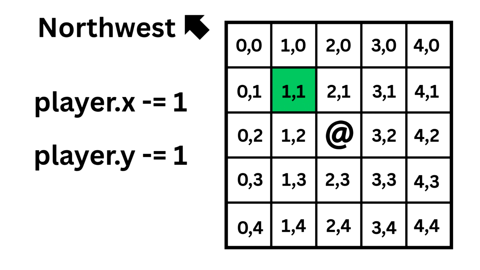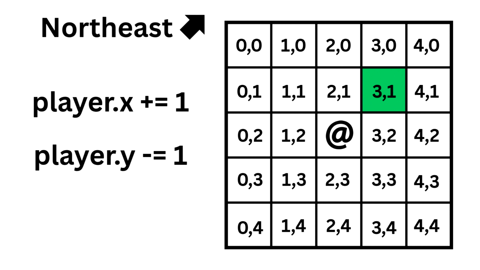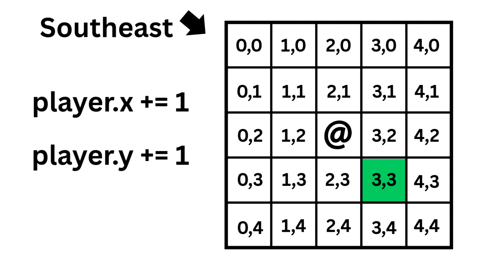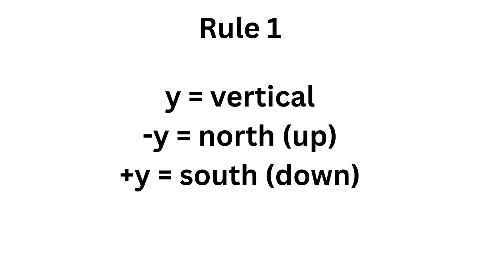To move diagonally, you simply adjust both coordinates at the same time. In order to move northwest, you'll subtract 1 from both coordinates. For northeast, you'll subtract 1 from the Y and add 1 to the X. To move southwest, you'll add 1 to the Y and subtract 1 from the X. Finally, to move southeast, you'll add 1 to both coordinates. You don't need to memorize each direction separately, just remember these 2 rules.